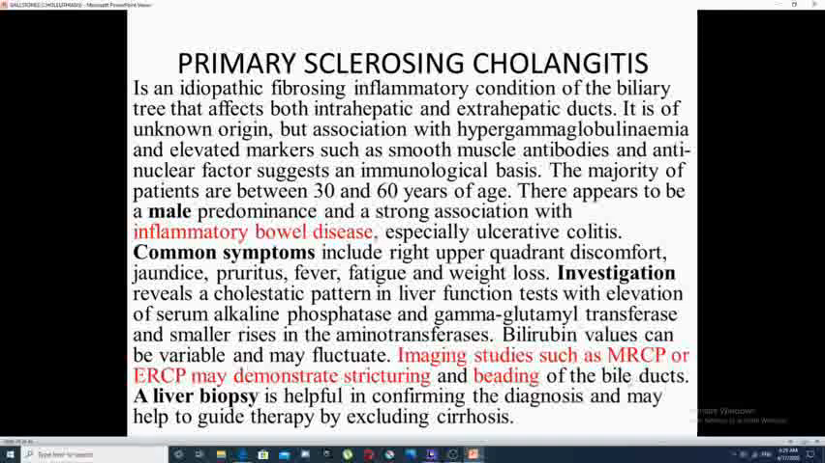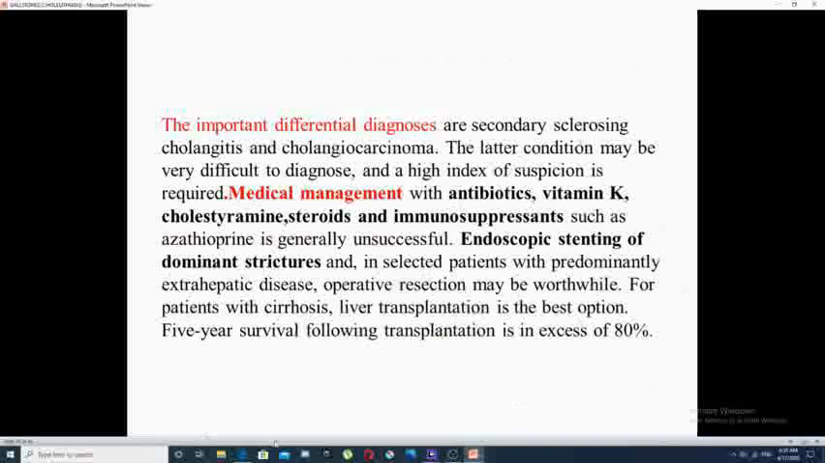Imaging like MRCP or ERCP may demonstrate stricture, which is usually beading on cholangiography. Liver biopsy is helpful for the diagnosis and may give us a guide in the therapy by excluding liver cirrhosis. Important differential diagnoses are secondary sclerosing cholangitis and cholangiocarcinoma.